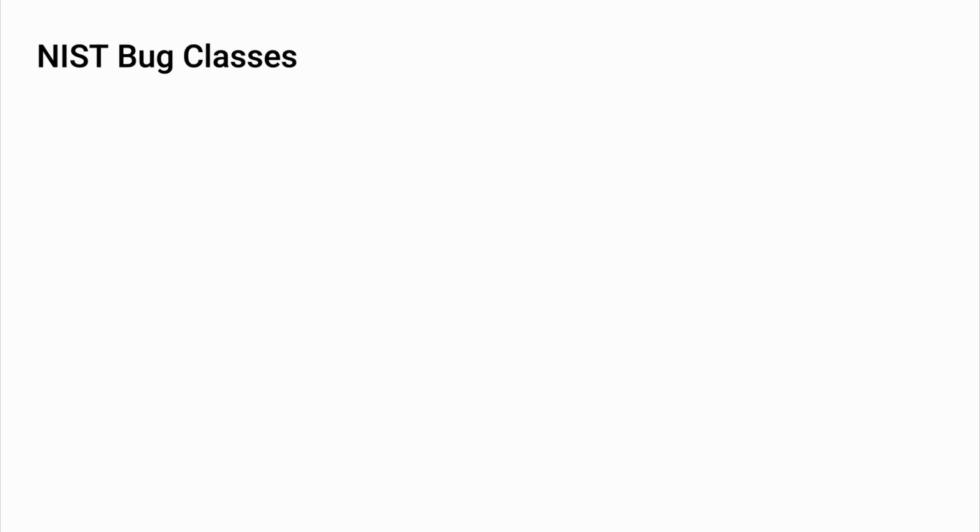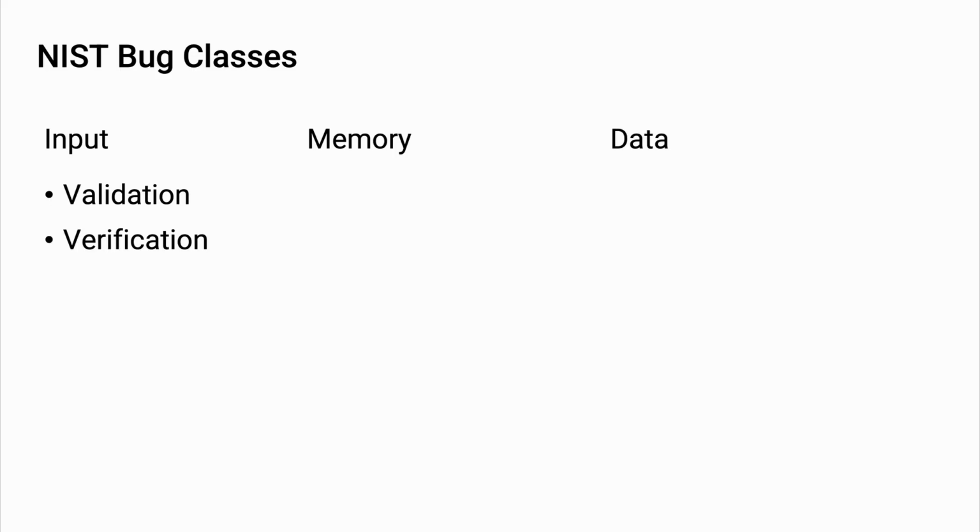There are 3 broad categories of bugs, and these are input, memory, and data. In the input category, we have validation bugs and verification bugs. In the memory category, we have addressing bugs, management bugs, and use bugs.